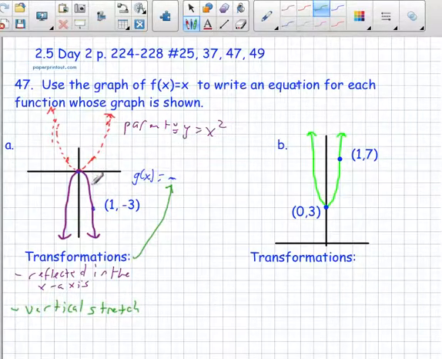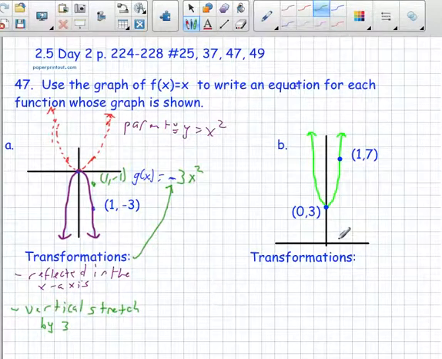Normally, if I just reflected it, I would be at (1, -1) with just the reflection, but I'm at (1, -3). So this is a vertical stretch by a factor of 3. In order to incorporate that vertical stretch by a factor of 3, I need to multiply my y values by 3. So this function has the equation negative 3x squared.